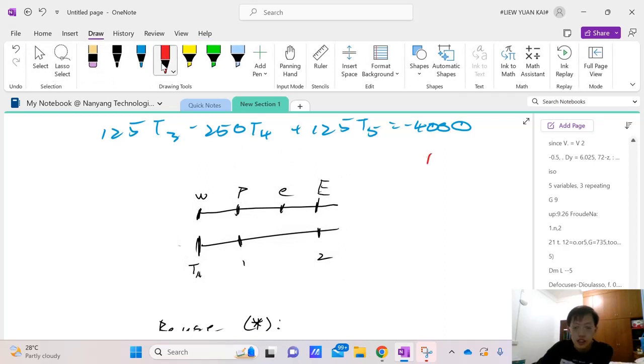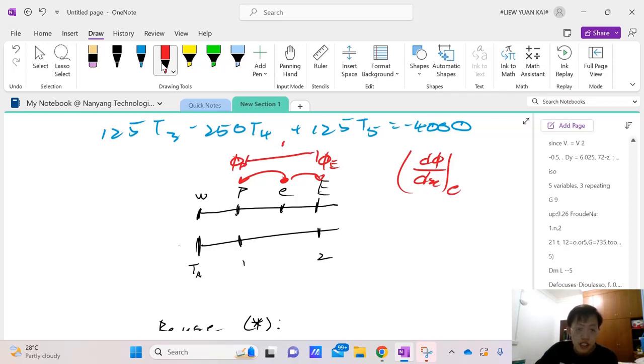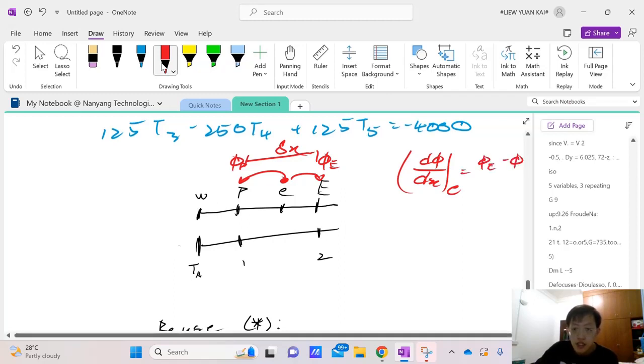We want to find d phi dx at east, correct? We stand at east, then we look to the right minus to the left divided by the segment. To the right we have phi e, to the left we have phi p, and the segment is delta x long. So this is actually phi e minus phi p divided by delta x.